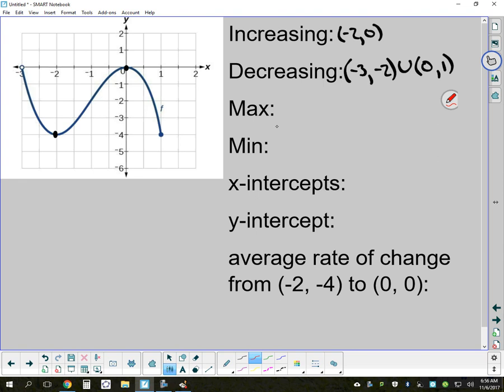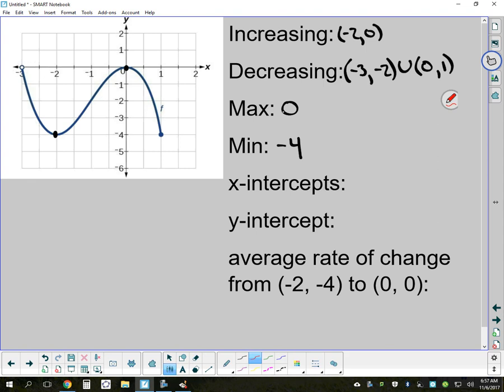The maximum point, the highest point on your graph, the y value of it is 0, right there. The minimum, the lowest point on your graph, happens twice, and that's at -4. By the way, this open circle right here, that means you don't include that point. Okay, we remember that from graphing inequalities and things. Open circle means you don't include that point.